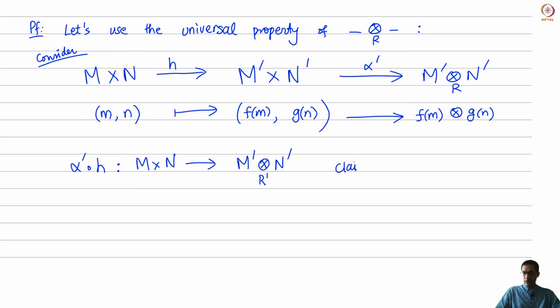I claim that this map is R balanced. Alpha prime composition H is R balanced. Recall R balanced meant that it's a usual Z bilinear map, but also it has that property with respect to scalars from R. So let's prove that it's R balanced. First thing we need to show is that this is Z bilinear. So let's take alpha prime composition H, evaluate it on M1 plus M2 comma N. It should split into two pieces.